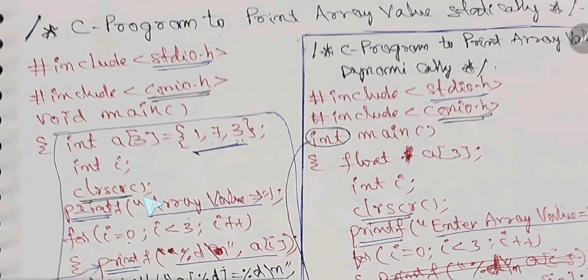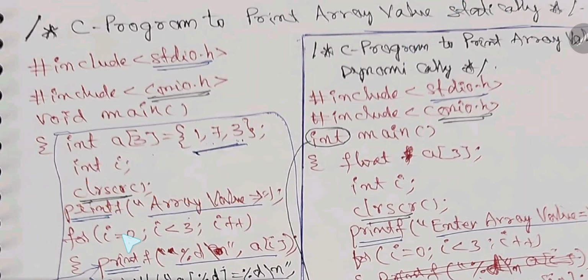int i; clrscr(); the clear screen should come before the first printf. Otherwise, I will tell you the secret: if you write printf before it, that output will be erased by this clear screen. So the clear screen should be placed above where you write the first printf, and the old output is cleared.